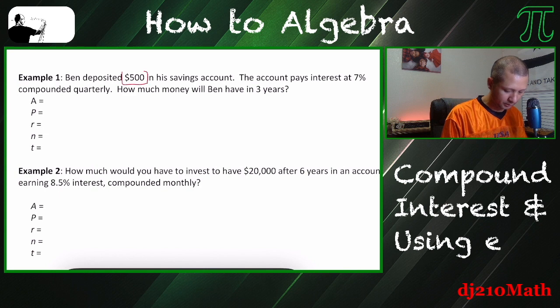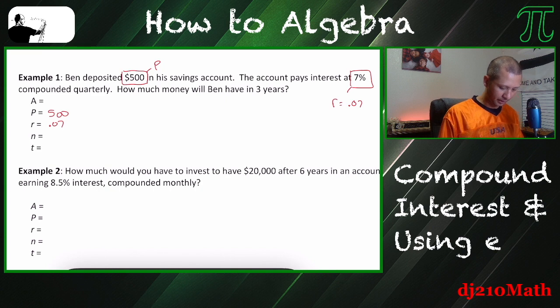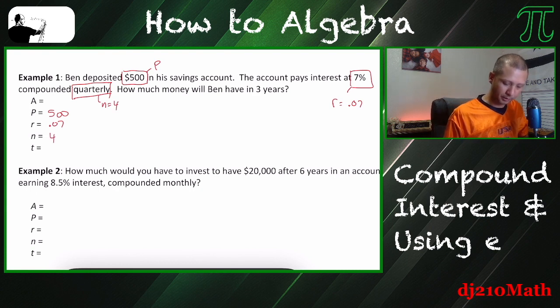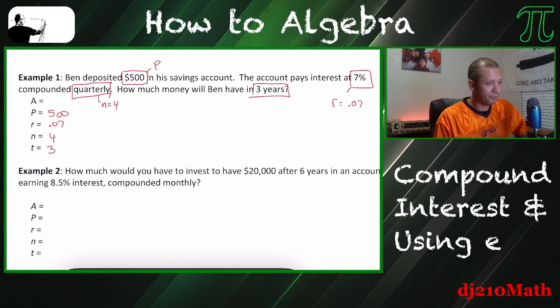So that's my starting amount. The account pays 7%. So this is going to be R, which is 0.07. And it's compounded quarterly. So this is N, and it's 4. And then how much money will Ben have in 3 years? So T is 3. So notice, of the 5 variables, we have 4 of them.